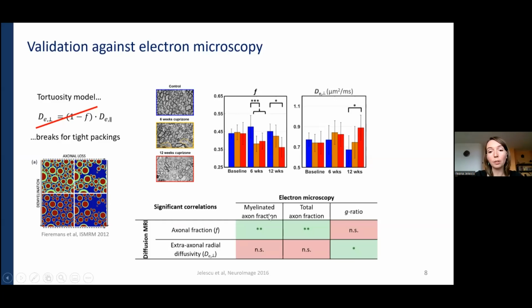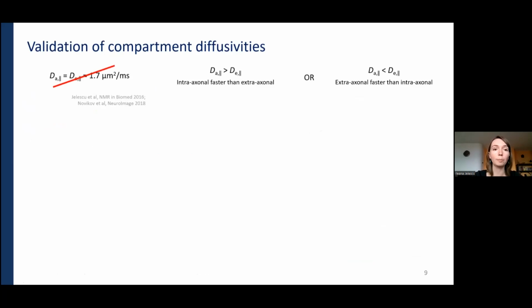By correlating the MRI-derived axonal fraction and extra-axonal radial diffusivity to electron microscopy-derived metrics of the corpus callosum, we found that the axonal fraction was much more specific to axonal density as derived from EM, whereas the extra-axonal radial diffusivity correlated better with the G ratio, so it was rather specific to myelination. And so it's a bit of a shame to tie them completely via this relationship when they can actually provide different levels of information about ongoing neurodegeneration.